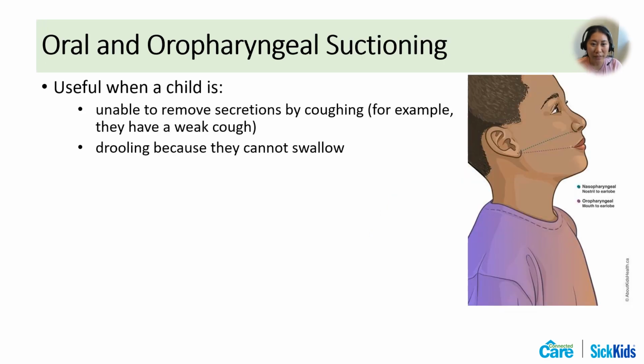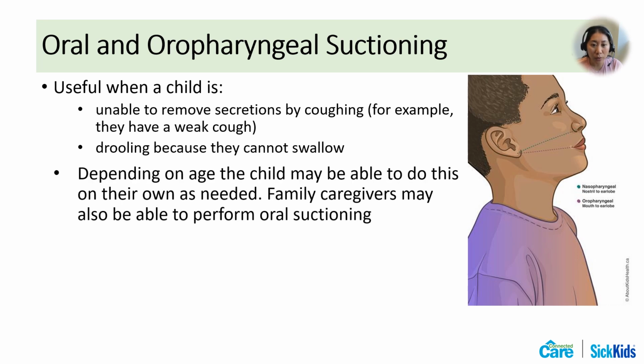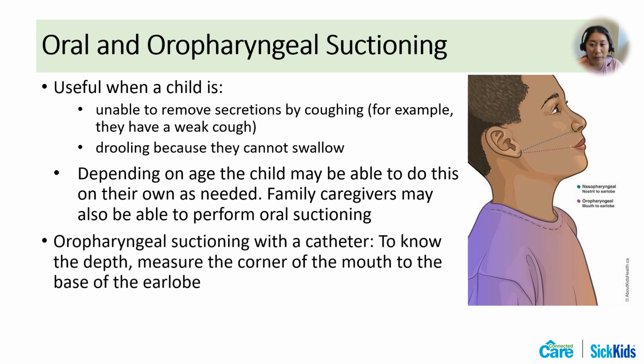Oral suctioning is used when a child has a weak or absent cough and is unable to remove their own secretions. They also may drool because they cannot swallow. Some older children can do their own oral suctioning. Families might also feel comfortable doing this with a younger child using a tip suction catheter. Oropharyngeal suctioning is done with a long, thin catheter and is measured from the corner of the mouth to the base of the earlobe. Its aim is to remove the mucus beyond the mouth into the throat, but not past the glottis.